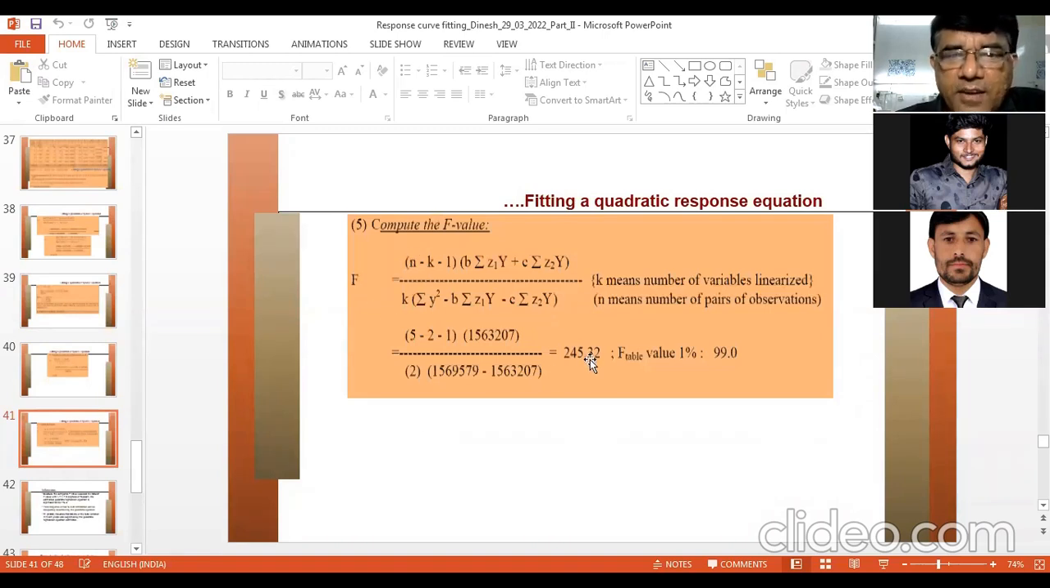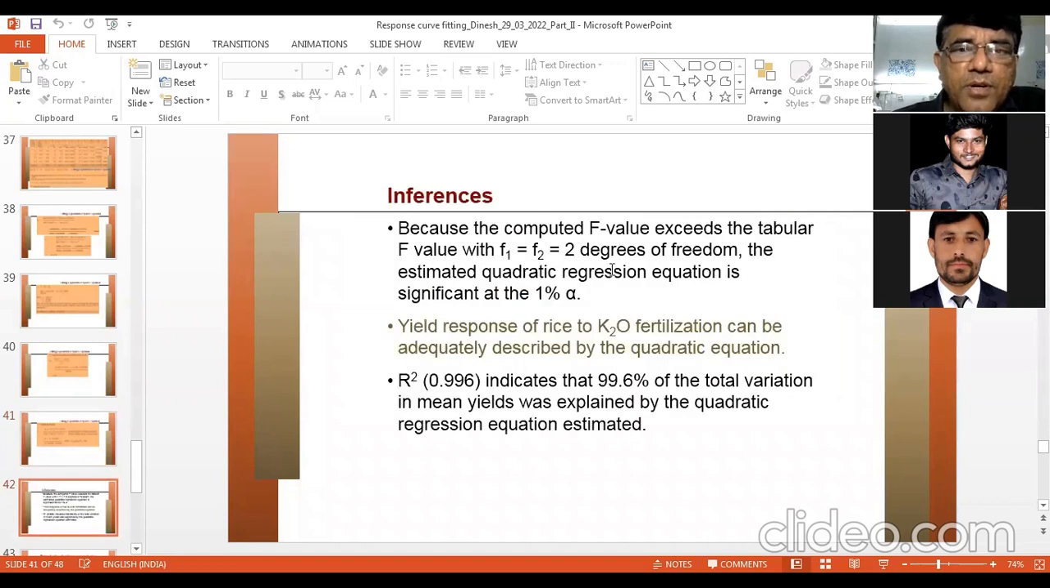And then you get F calculated as 245.32. This is your F calculated. And you compare with the table value, which is 99, even at 1%. So computed F value, at F1, F2, means in both the cases, degree of freedom is 2: 2 for F1, 2 for F2. The estimated quadratic regression equation is significant at 1%. If it is significant at 1%, that means it is surely significant at 5%.